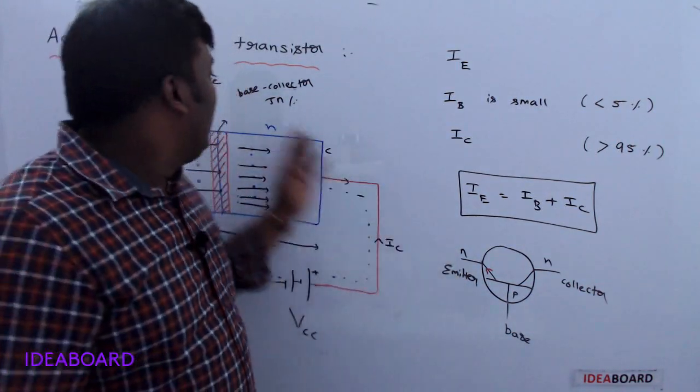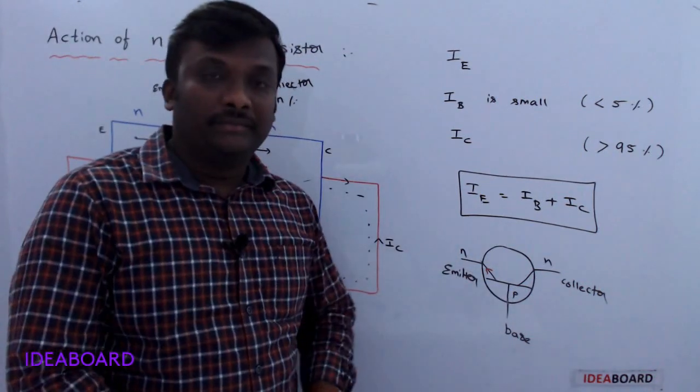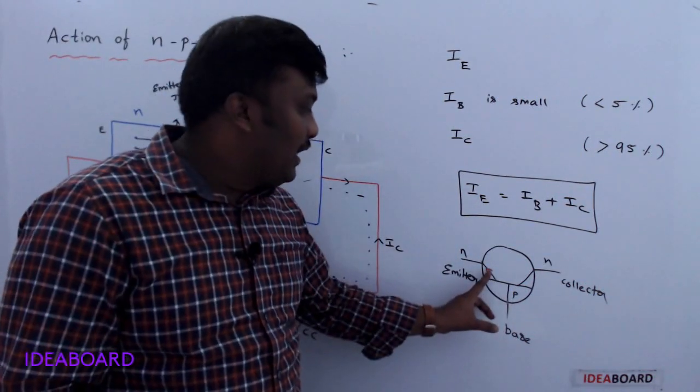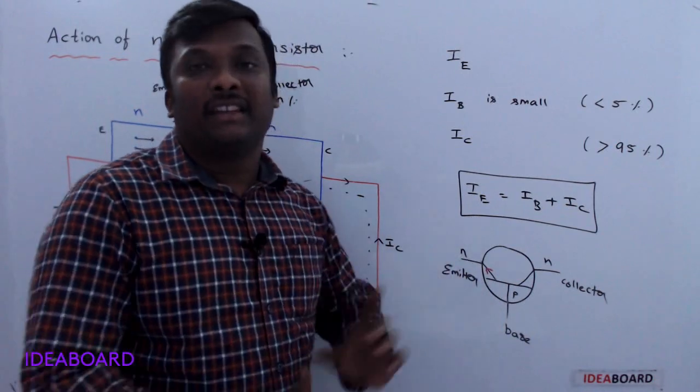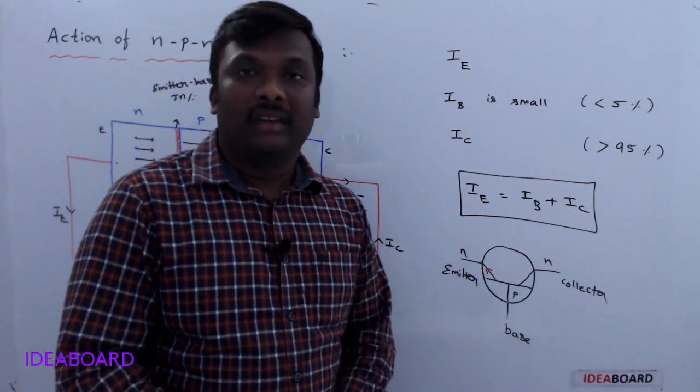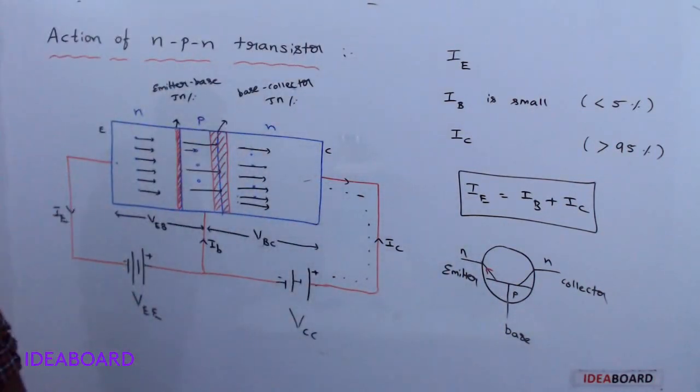Okay, the symbol for the NPN transistor is like this. Understand? The arrow mark is always on the emitter junction only, emitter only. Clear? Please note it down.